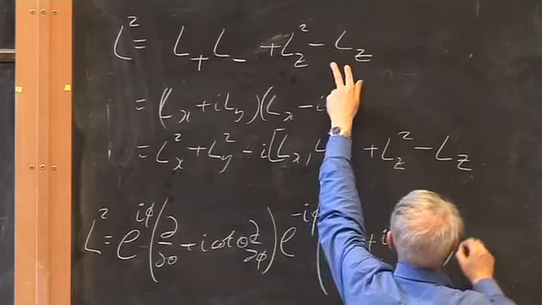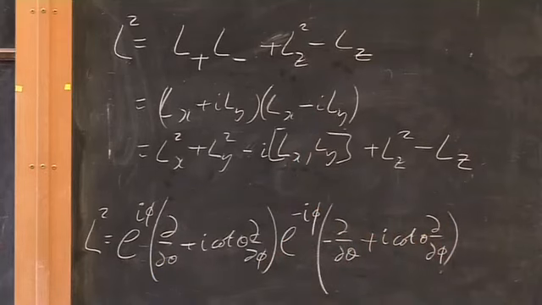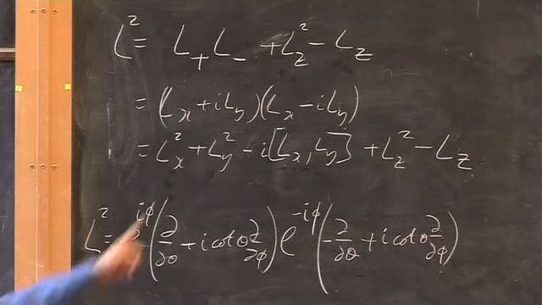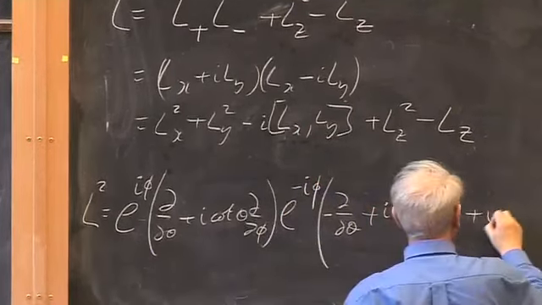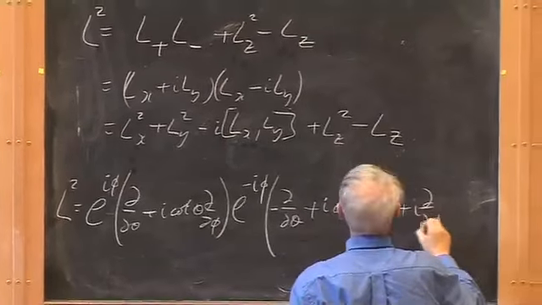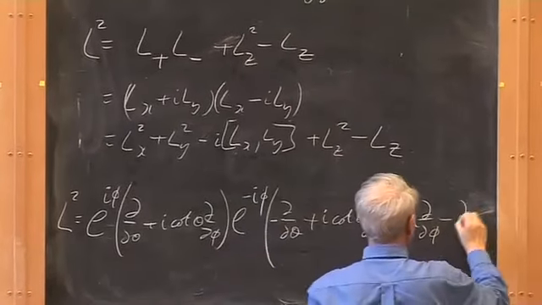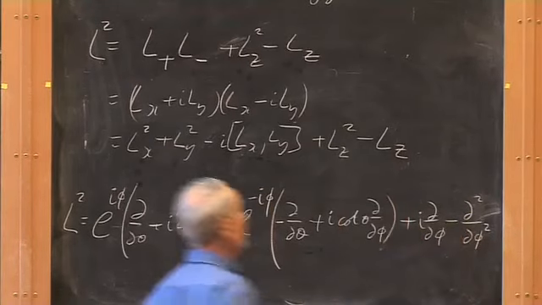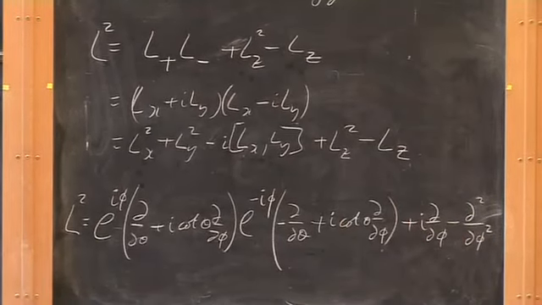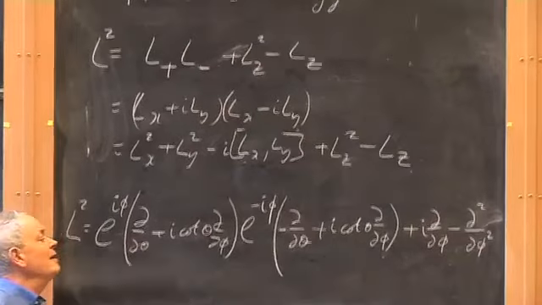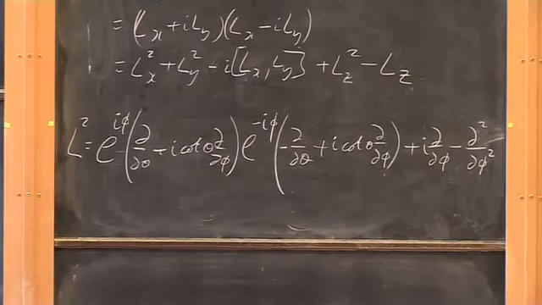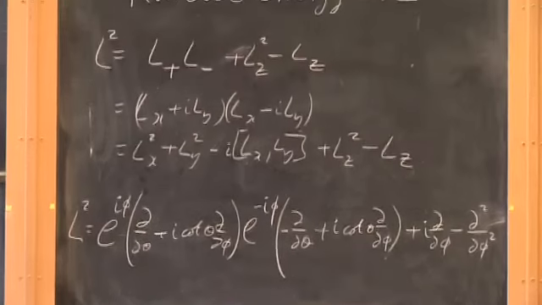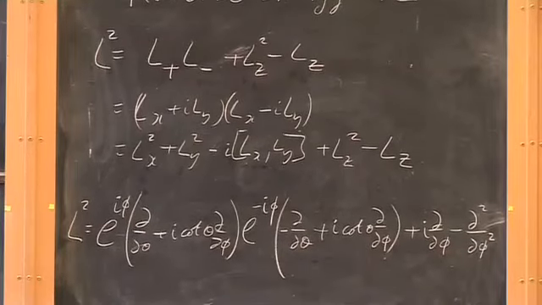Lz is minus i d by d phi. So with that minus sign, we get a plus i d by d phi. And Lz squared is going to be minus d2 by d phi squared. So the name of the game is to differentiate out this piggy mess and find out what it simplifies to.